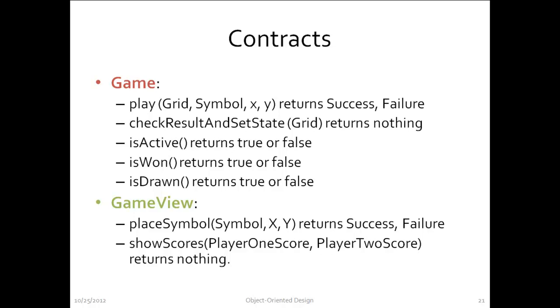And just to show you how far you can get with responsibility-driven design, you can get all the way down to the actual contracts for all the methods. Here is an example. Game had a method called play. Its parameters were grid, symbol, X and Y, the coordinates at which you placed your X or the O. It had check result and set state. You had is active, is one, is drawn, and then game view had place symbol, which took as parameters symbol, an X and a Y, and returned success or failure. So you can go pretty far with object-oriented design without writing a single line of code.